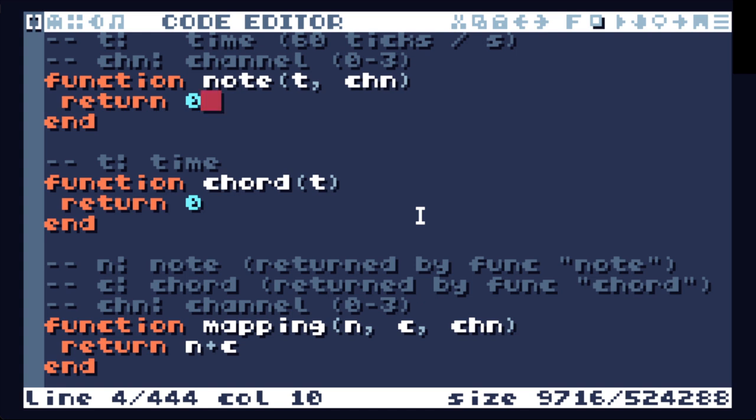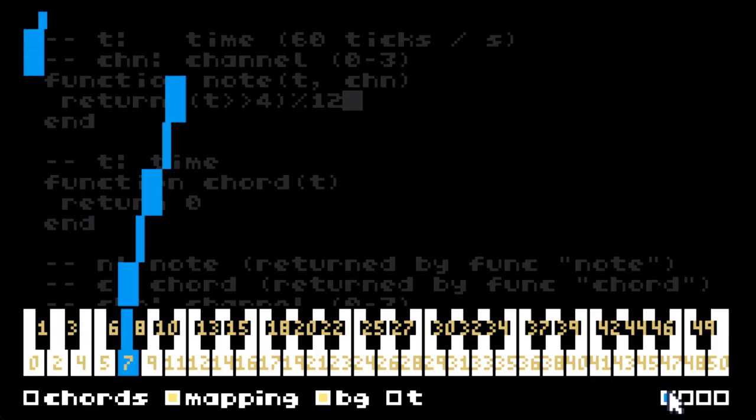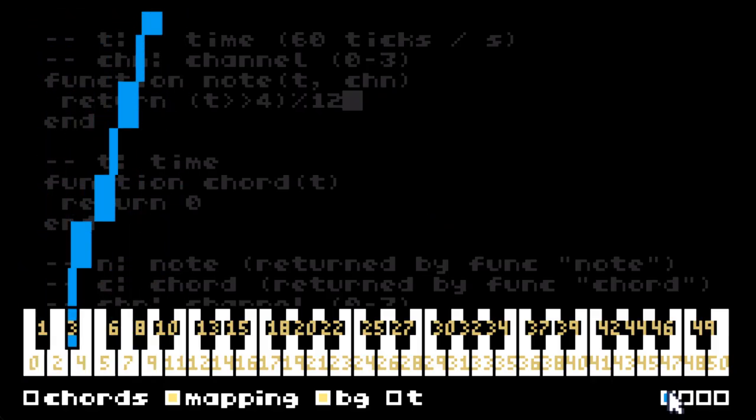For example, t shifted right by 4, so t divided by 16, modulo 12. So what this does is it hits all the 12 notes of one octave and then returns back to note number 0. Run it, and it's exactly what we get.